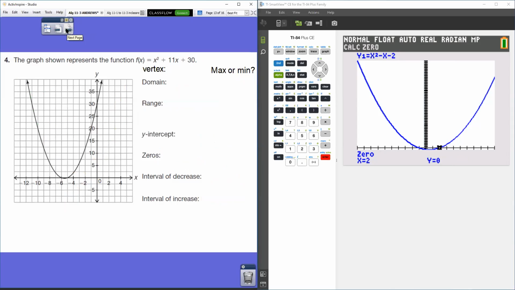Go ahead and try this one, please. Now, this one does have some decimals in it, so you'll definitely need to type this into the calculator. The first thing that you should do on this one is type this into your calculator.